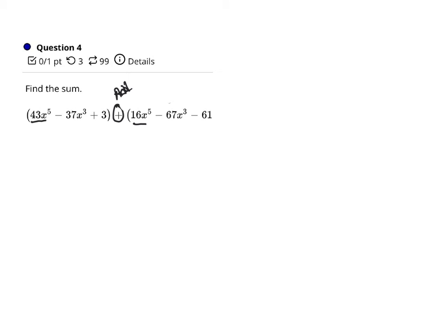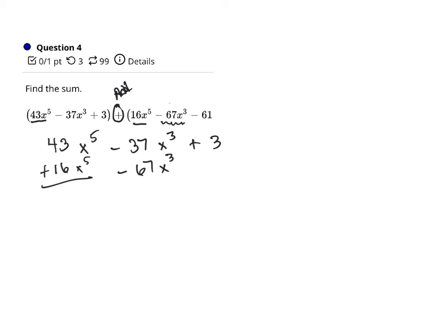So I am adding, let's just do this as a column. That might make it easier for you to see. If you can do it in your head, that's great. If not, here's a column way to do it. We're going to line them up. So I have a positive 16x to the 5th. I want to make sure that I put it in the x to the 5th column. Then I have a negative 67x cubed, so I put it in the column with the x cubed. And then I have the constant term of minus 61, so I put it in the constant term column.